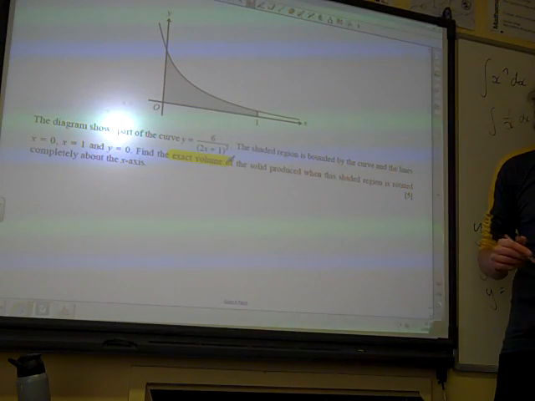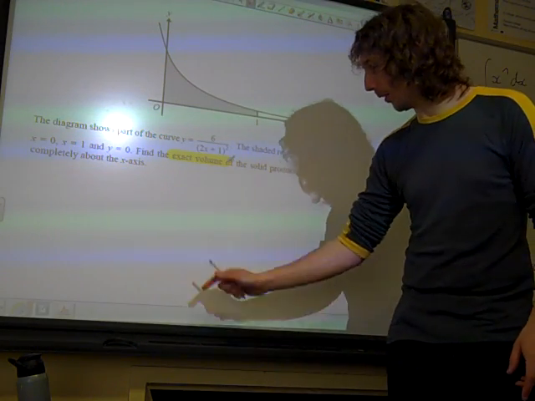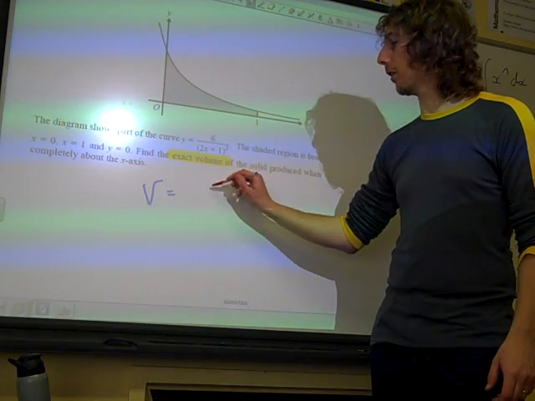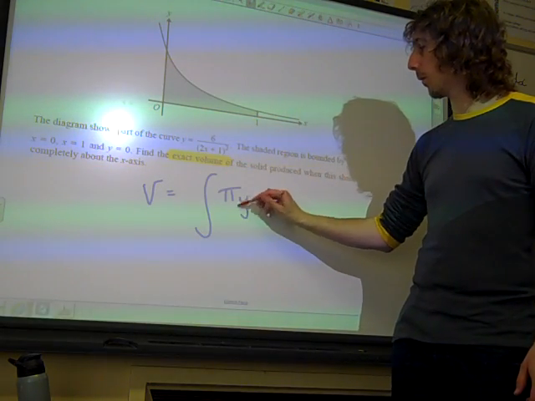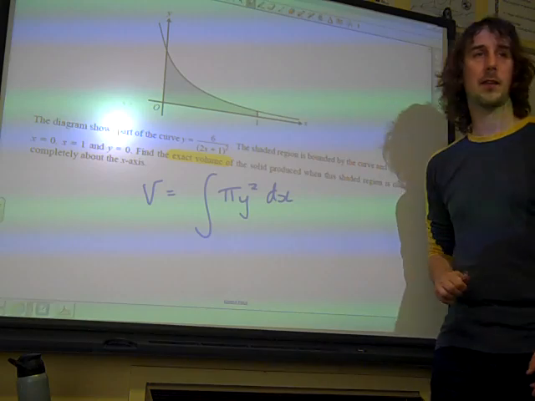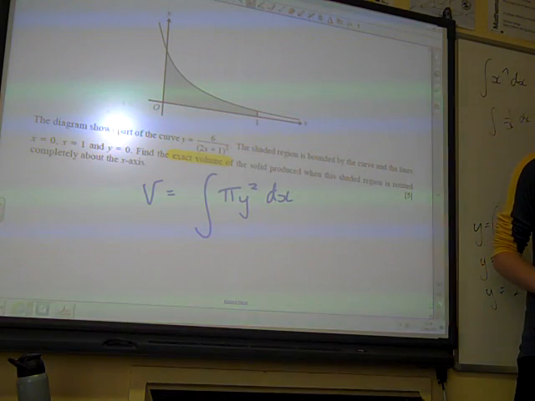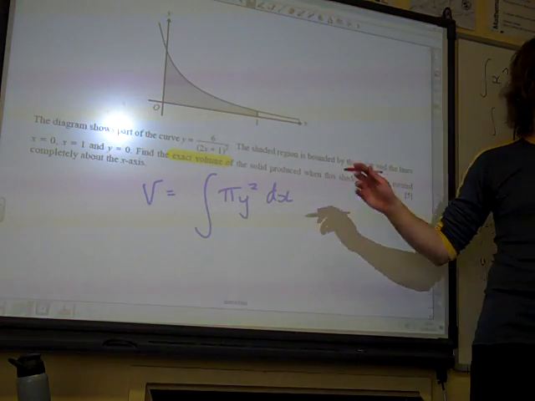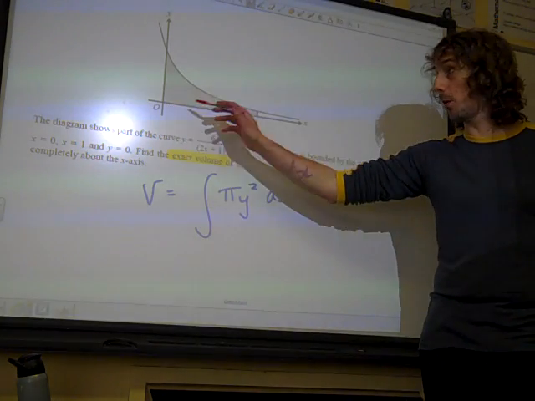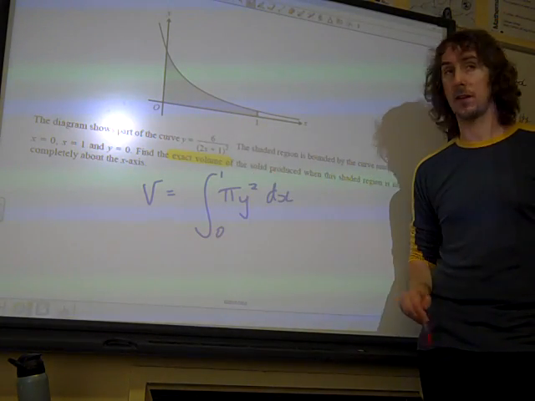Rotate about the x-axis. Okay, well the thing that you learnt for this is that volume is the integral of pi y squared dx. That's the bit that you remember for your volumes of revolution. We need to put limits on this. This is going from 0 up to 1. So we put the limits in.